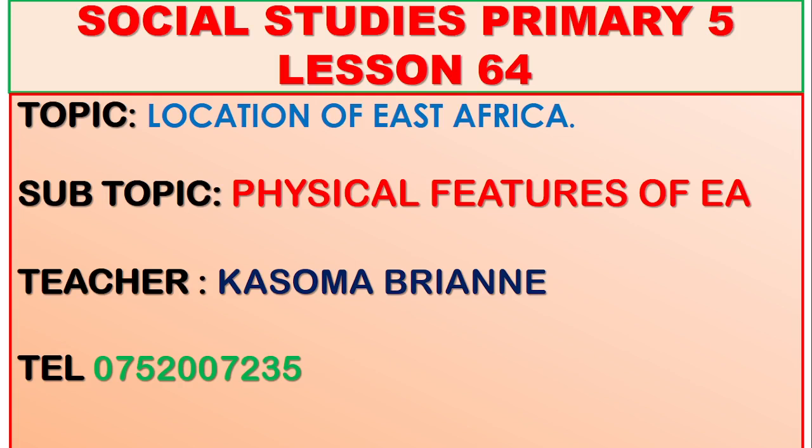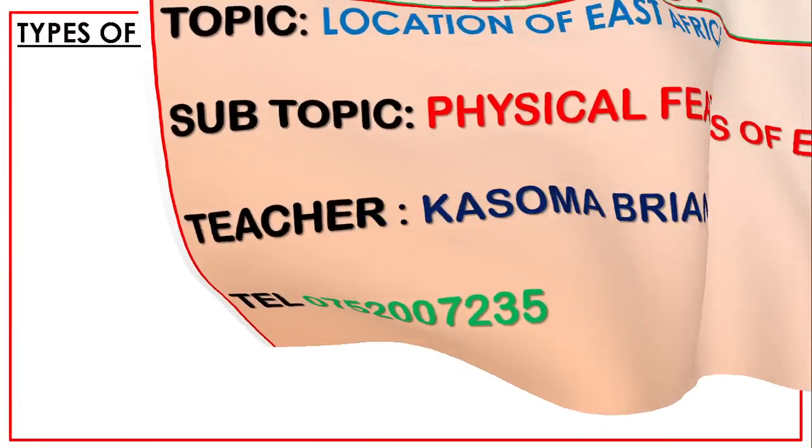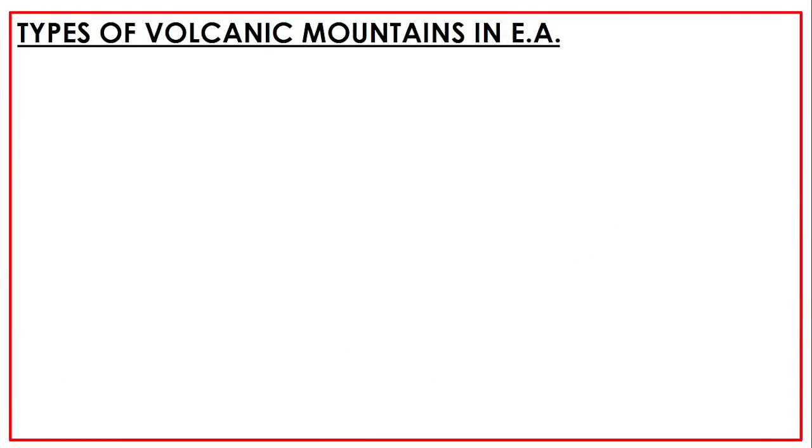So we started talking about the relief physical features, and we started with the mountains. Today we are going to talk about still the mountains, because we said we have two main types of mountains: block mountains or horst mountains, and the volcanic mountains. We said that volcanic mountains are mountains that are formed as a result of volcanicity. So when volcanicity takes place, those mountains that are formed are the ones we call the volcanic mountains. So we are going to talk about the types of volcanic mountains.